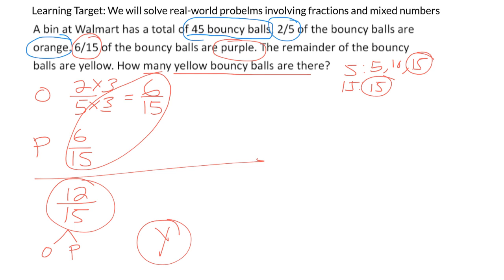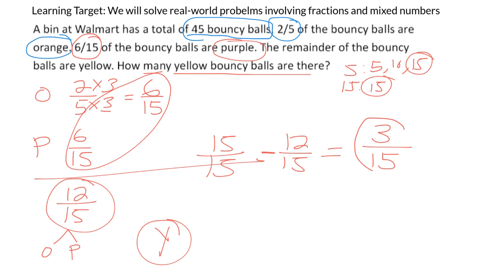But what I think might be a little bit easier is to figure out how many 15ths are going to be yellow. Okay. Now, if we have 45 balls and our total is 15/15, that's one whole, we can subtract our orange and purple balls, 12/15, from that. I see my denominator is the same, so I can subtract across my numerators. 15 minus 12 is 3. So that means that 3/15, I'm going to circle this because it's important, are yellow.